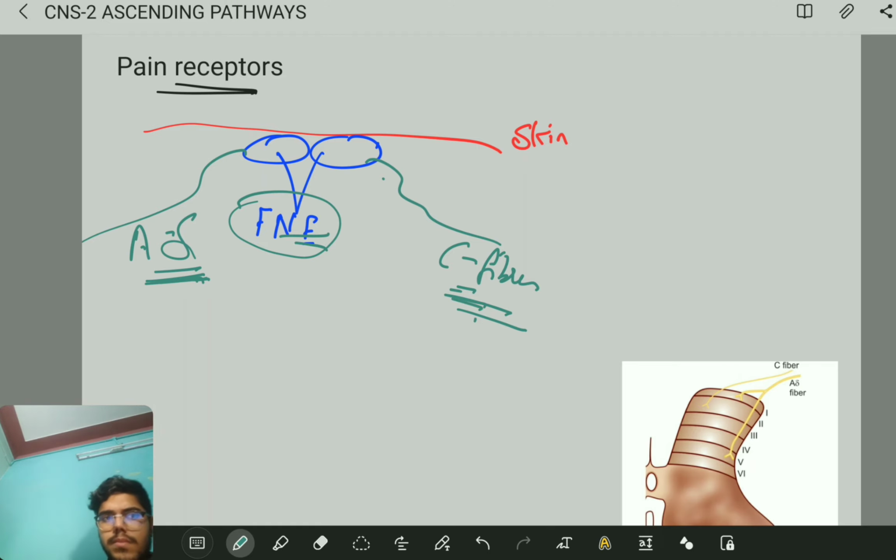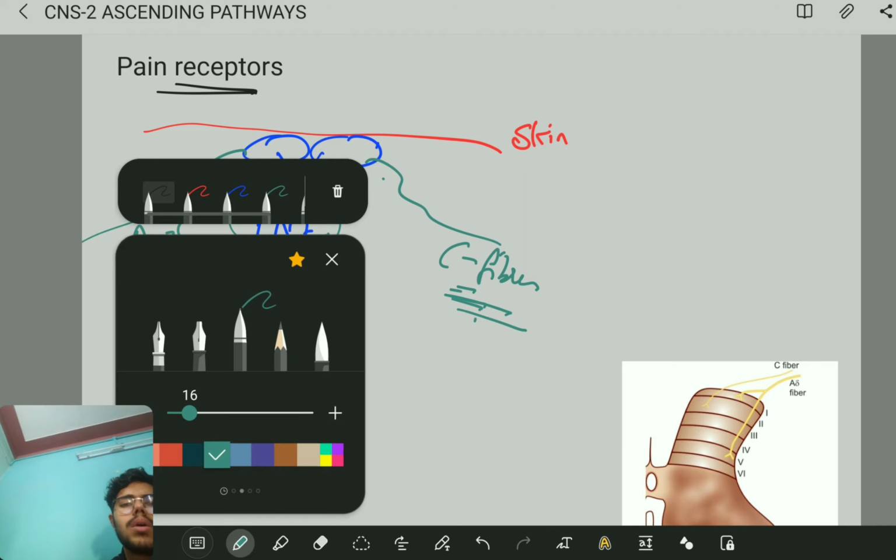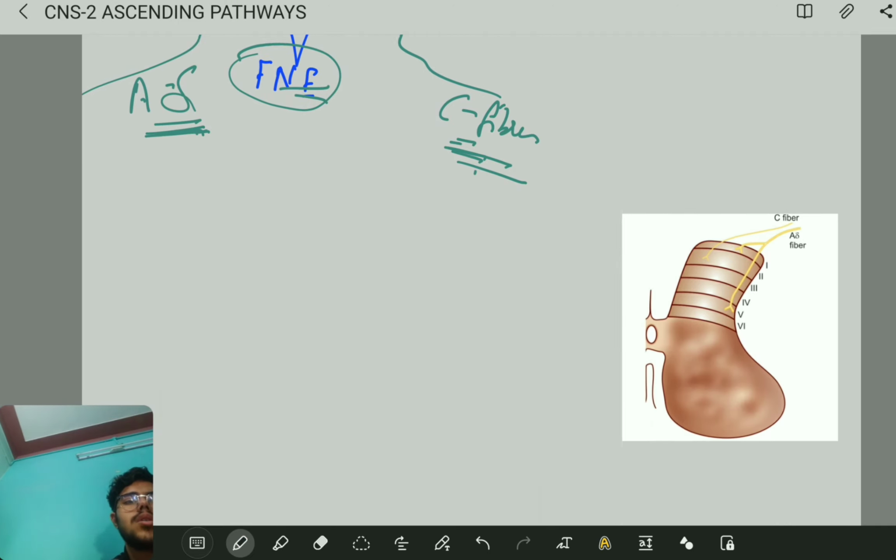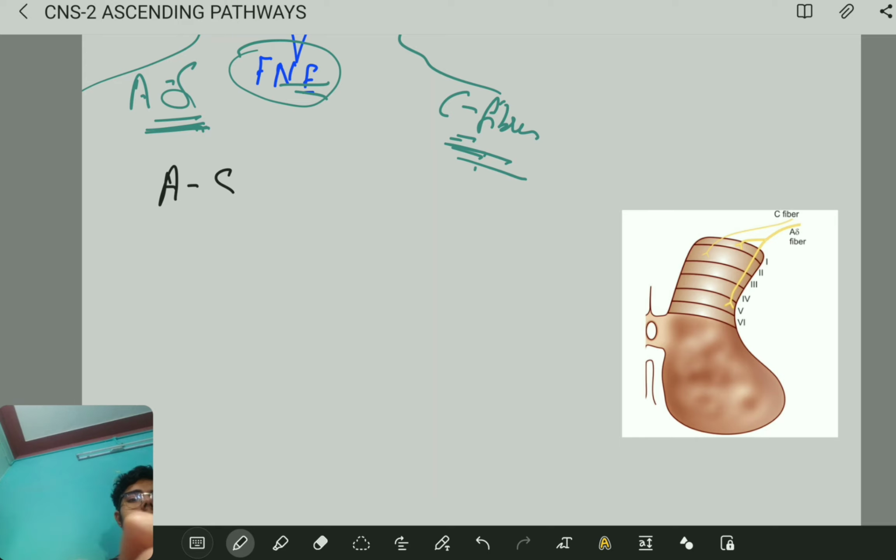That's it. Right? Now let us differentiate. What do we mean by A delta and C fibers? This we are going to differentiate.